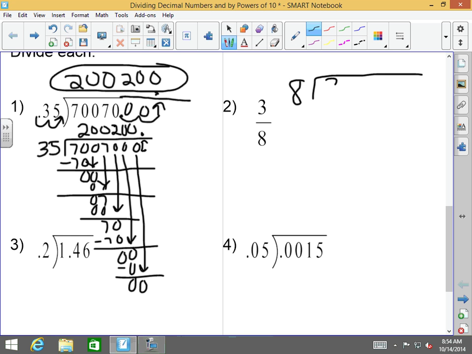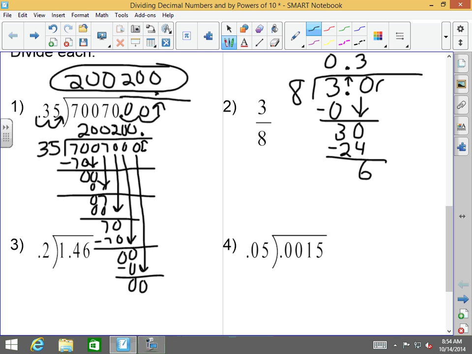So this goes into 3.0. Bring up your decimal so you remember its placement. How many times does 8 go into 3? 0 times. 0 times 8 is 0. So you have 3. Bring down a 0. How many times does 8 go into 30? 3 times, which is 24. Very good, my brothers. That's 6.